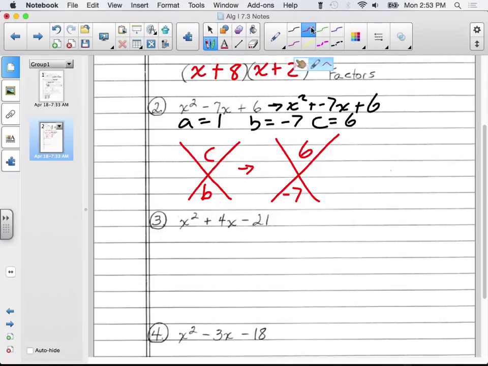So who thinks they have it? Kara? -6 and -1. Does that check out? -6 times -1 is 6. -6 plus -1? Negative 7. So when we write our binomial times binomial, our factored answer, what do you think we're going to have? X minus 6 times X minus 1.